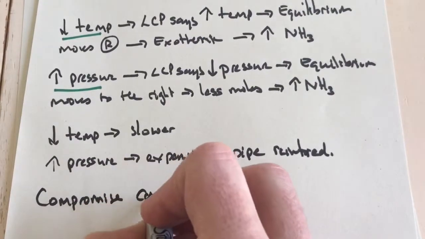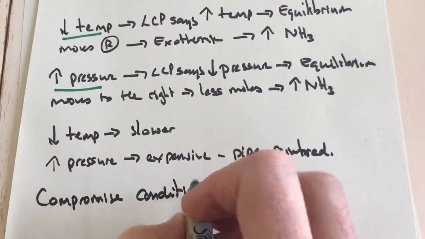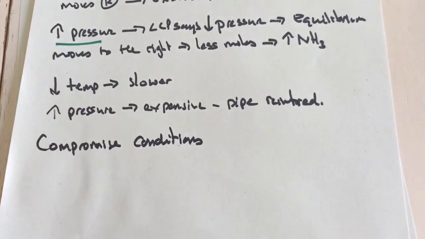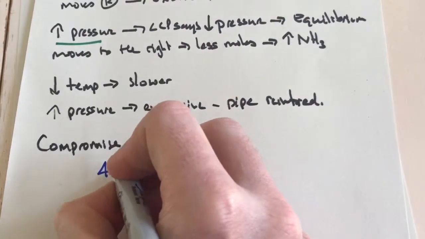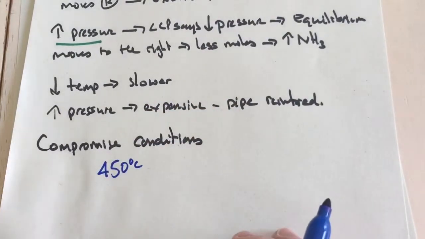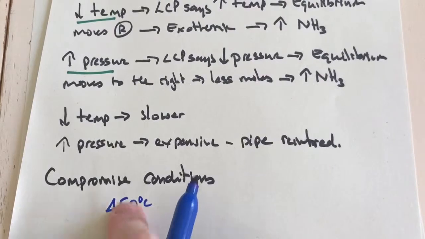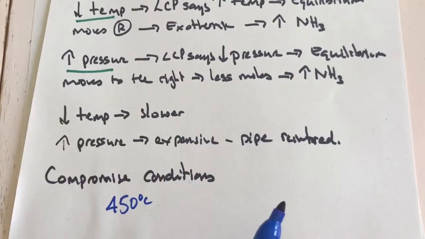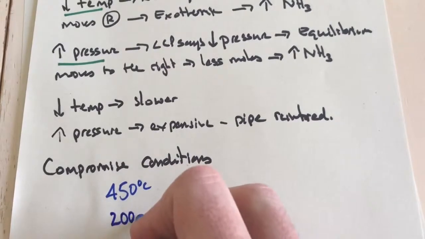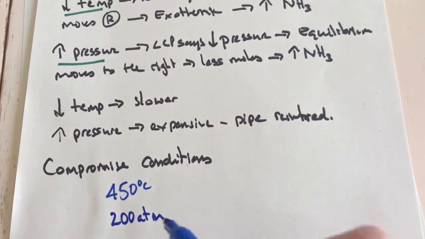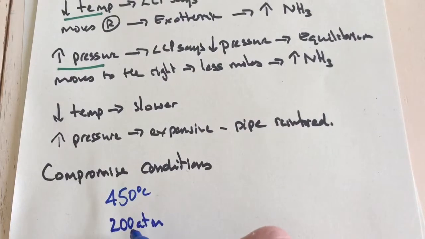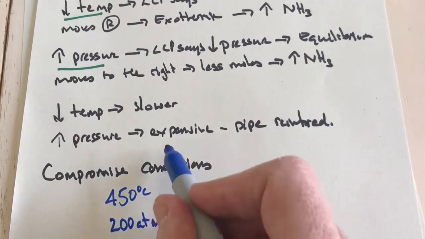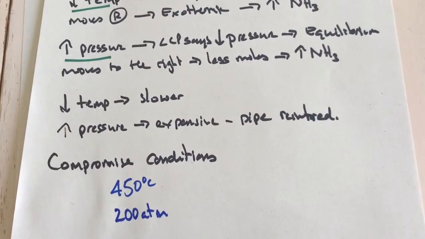Okay, and the compromise conditions for the Haber process balance out these 2 arguments. So for temperature, the temperature that they have identified as being the best compromise is 450 degrees. This, if we go back to this information, is still quite low, but it's high enough to give us a decent rate of reaction. The pressure is 200 atmospheres. Again, this is quite high, so it's 200 times atmospheric pressure that we normally have around us, but it's not high enough that's going to lead to expenses.